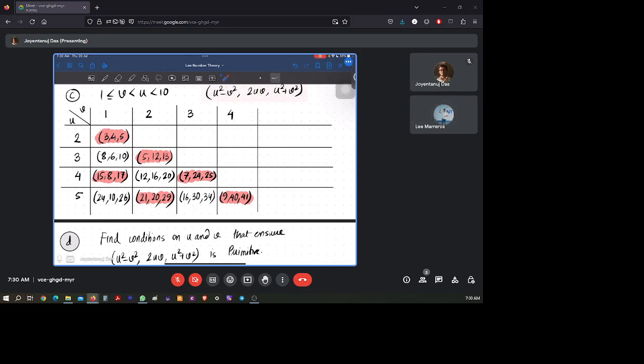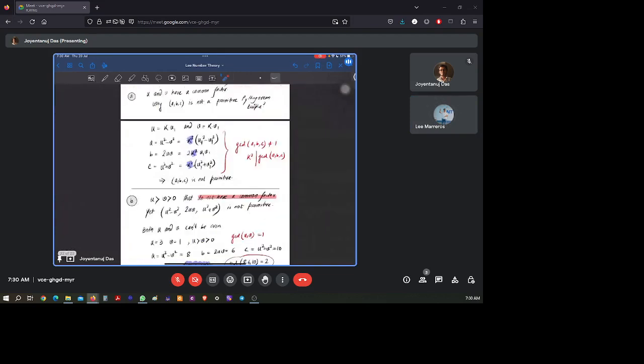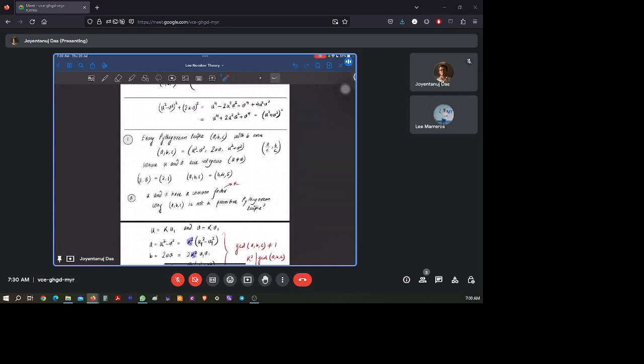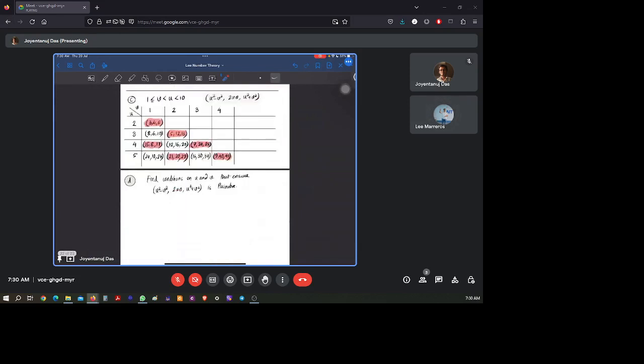So what you are saying is that one of u and v has to be even and one is odd. They cannot be both odd, right? Only then, when you subtract, is it not a multiple of 2. Also, we know from the first part, part A, that u and v cannot have a common factor. So these are the two conditions.